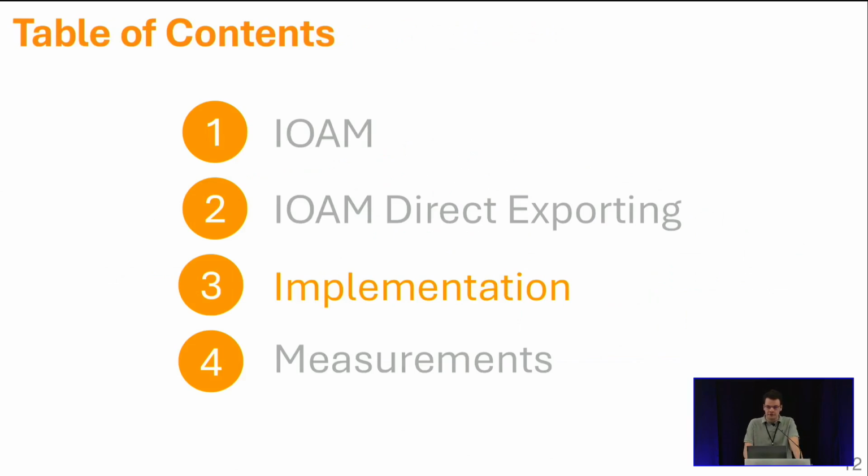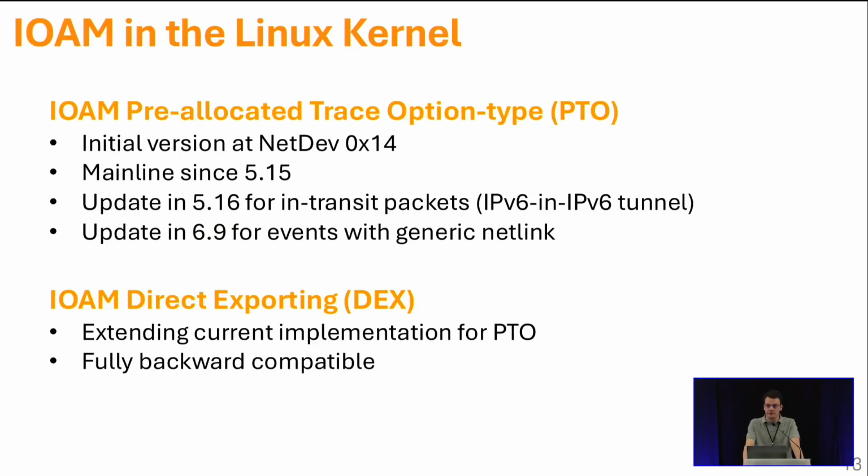Okay, so now that we know what IOAM Direct Exporting is, I will talk about the implementation. But first, as some of you may know, IOAM is not new to the Linux kernel. The preallocated trace option type, which is the mode of operation in which the encapsulating node adds the header and the subsequent nodes add the data inside that header, was presented at this conference a few years ago and is available in the kernel since version 5.15.